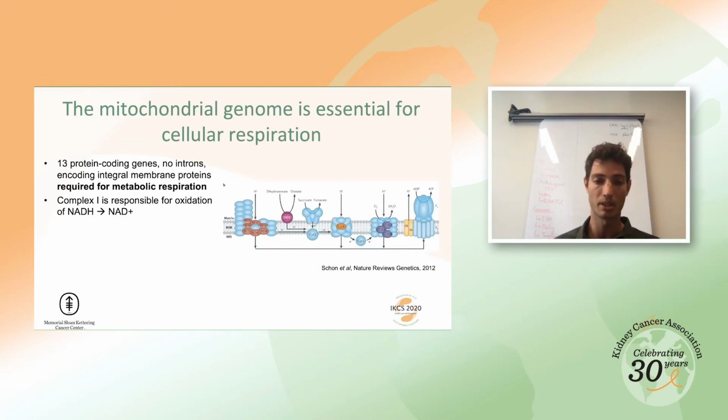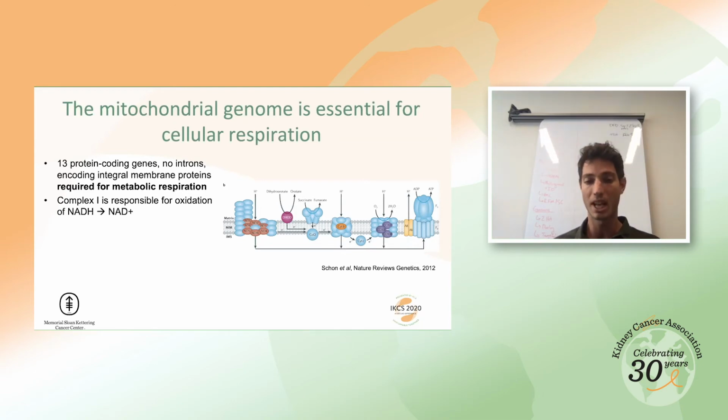So let me tell you a little bit about mtDNA, or the mitochondrial genome. It is a very small circular genome present in hundreds to thousands of copies in each one of your cells. And it only encodes 13 proteins, but those 13 proteins are absolutely essential for mitochondrial oxidative phosphorylation and respiration. Most importantly, many of those proteins encode subunits of complex 1, which is the primary cellular pathway for oxidizing NADH to regenerate NAD.